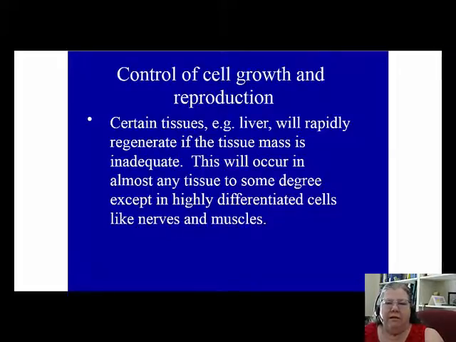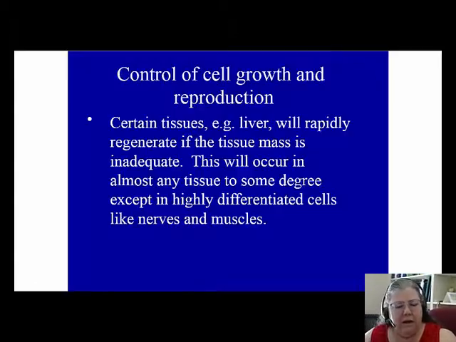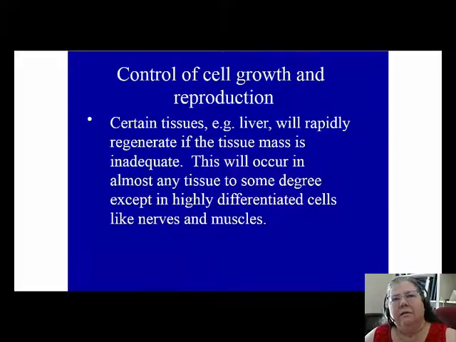Some tissues regenerate if there's not enough tissue mass, and that's particularly true of the liver. Again, there are some cells that never reproduce. There are some other rapidly reproducing tissues in addition to the bone marrow and potentially the liver, and they include skin, where the basal layer is constantly reproducing. The mucous membrane surfaces of your respiratory and gastrointestinal tracts are constantly regenerating.